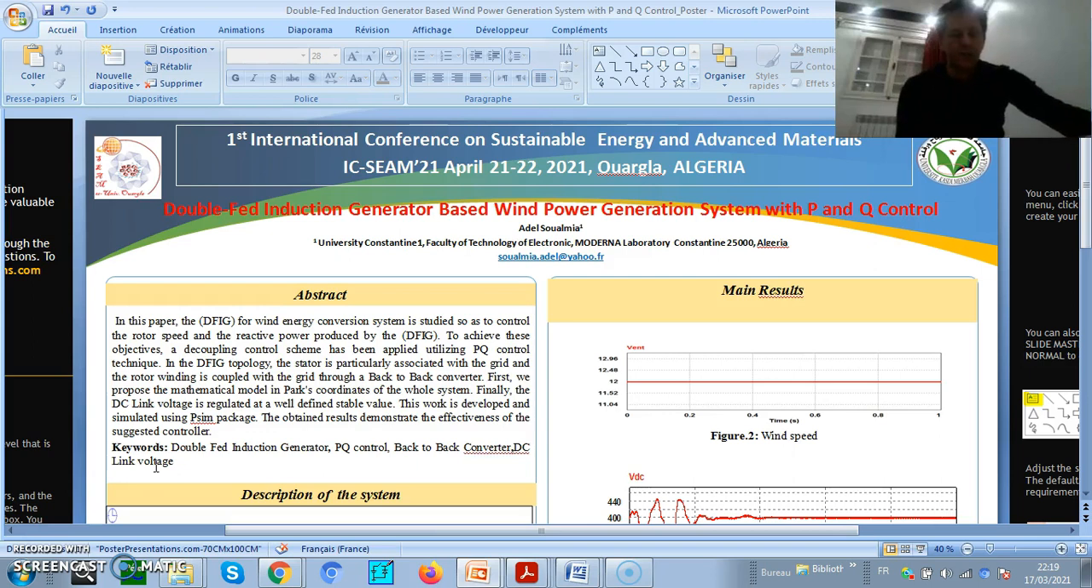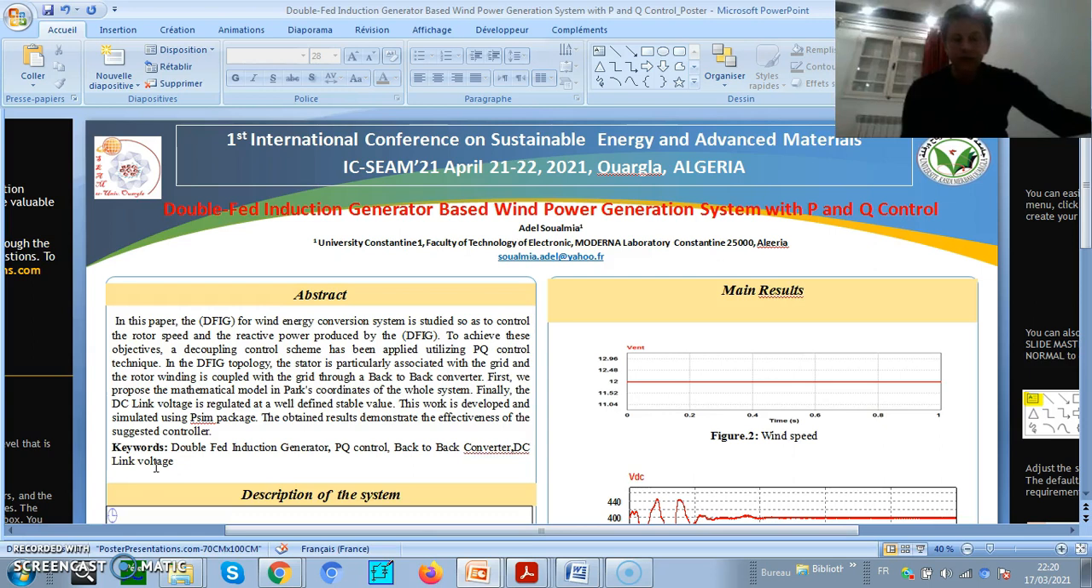First point, let's start with the introduction. The aim of this work is to present the complete modeling and simulation of a wind turbine driving a doubly-fed induction generator, which feeds AC power to the utility grid. For that, two pulse-width modulation voltage source converters are connected back-to-back between the rotor terminals and the utility grid via a common DC link.